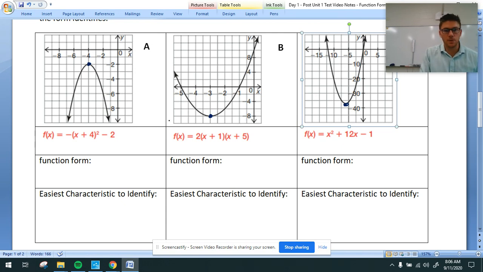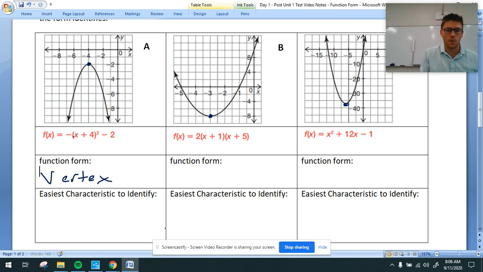So in this first one, function form, let's see, I've got a set of parentheses here, and I've got a square. It's not all multiplied out, and I don't have two sets of parentheses, so this one is vertex form. So think about the word vertex form. It's probably going to help us find the vertex. So let's take a look at what happens here. The easiest characteristic to identify is the vertex. But we're trying to find the relationship between the equation and also our graph.